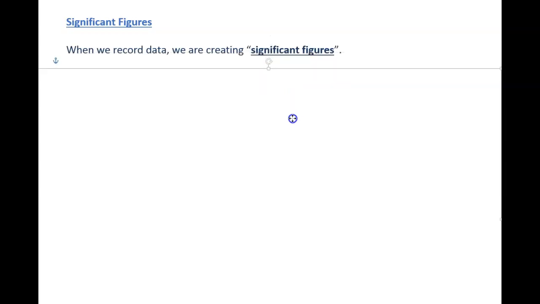So these are your notes over significant figures. Just kind of take them as we go. Significant figures come from measurements. So, for example, in the lab, we record data. What we're doing is creating significant figures.